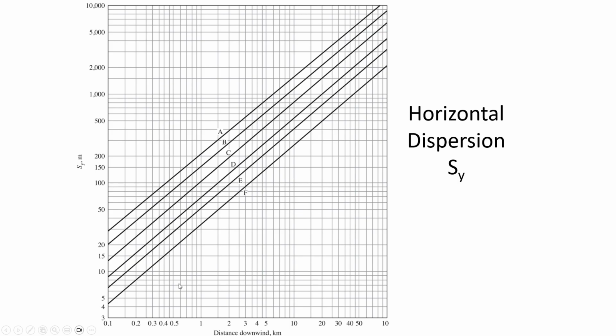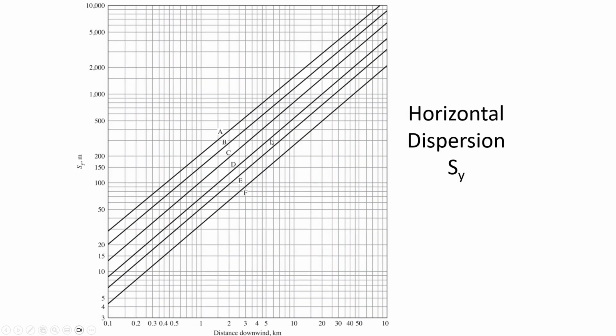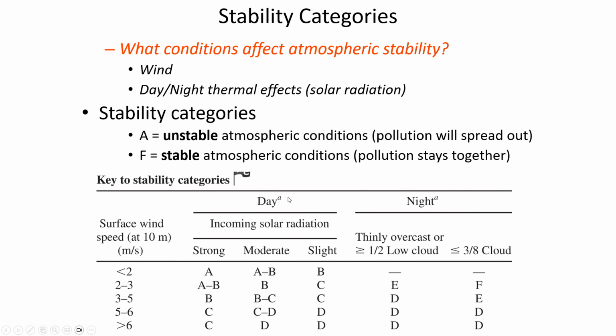So if we were doing this model for a distance 2 kilometers downwind, you'd go up from the horizontal axis and you'd reflect it off of whatever your stability category was. Maybe if it was category E, then you'd go over, and in the case of category E, 100 meters is the horizontal dispersion. And so we've got figures for both horizontal and vertical dispersion, where you basically have just classified A, B, C, D, depending on whether it's day or night, the amount of solar radiation, and the wind speed. Those are the factors that determine the stability category.